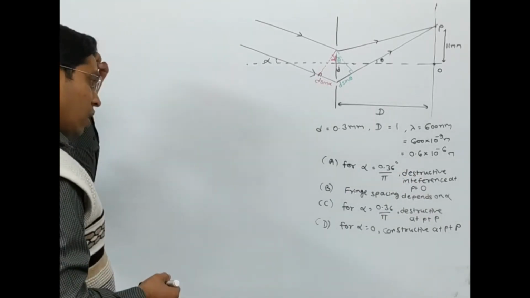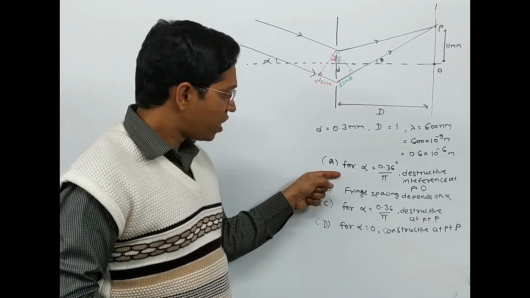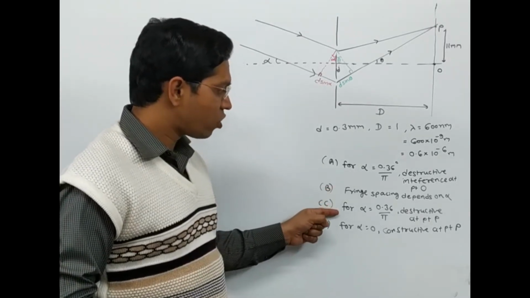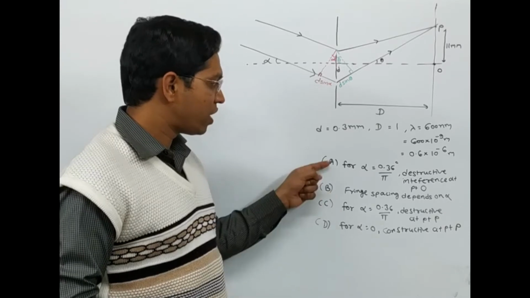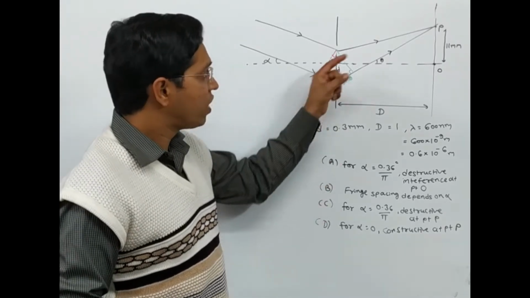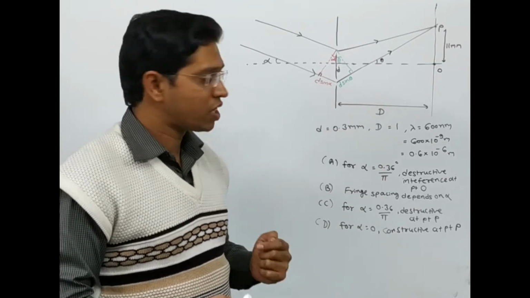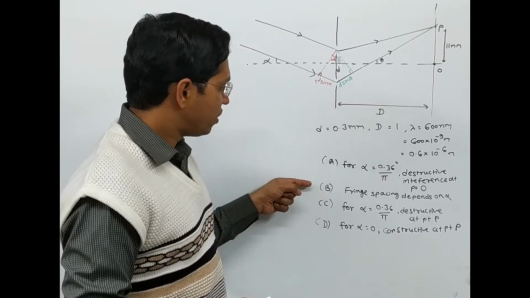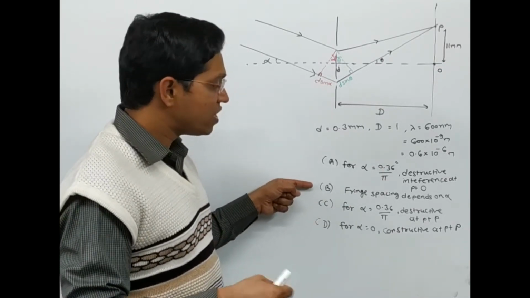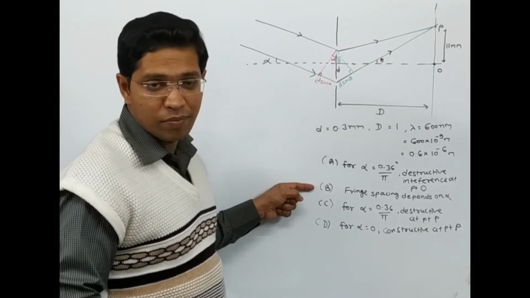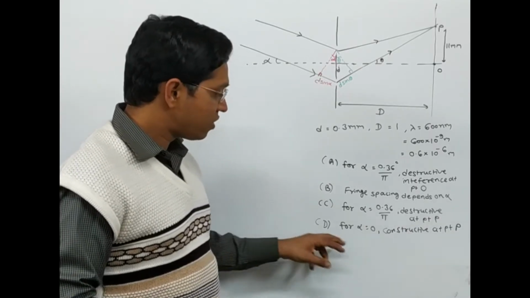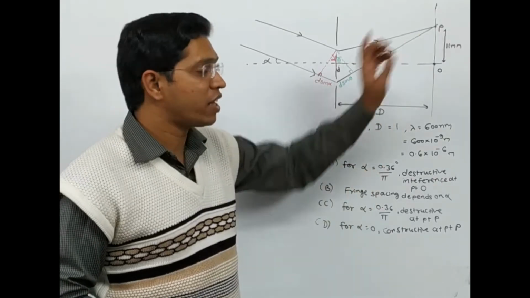Now first of all, if I see the option for alpha equal to 0.36 by pi, for alpha equal to 0.36 by pi, these are the two things, and we have to check at O and P what we are getting, whether destructive interference or constructive interference. And the next option says that the fringe spacing depends on alpha, and one of the options says that for alpha equal to 0 what will happen at P.